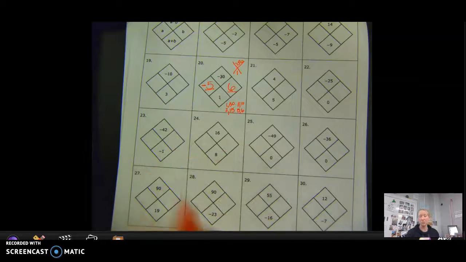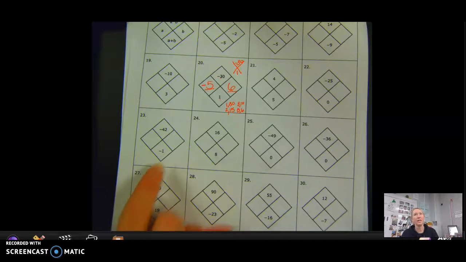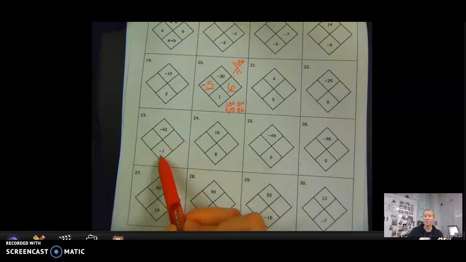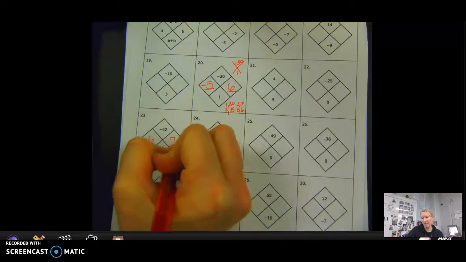So I know 2 times what? 2 times 21. 2 and 21 don't make 1. 1 times 42, that doesn't make 1. 3 goes into it 14 times, I think. So 3 and 14 don't make 1 in any way, shape, or form. 4 doesn't go into it. 5 doesn't go into it. 6 times 7 does go into it. And some combination of 6 and 7 does give me negative 1. So I'm going to put 6 and 7 in here.